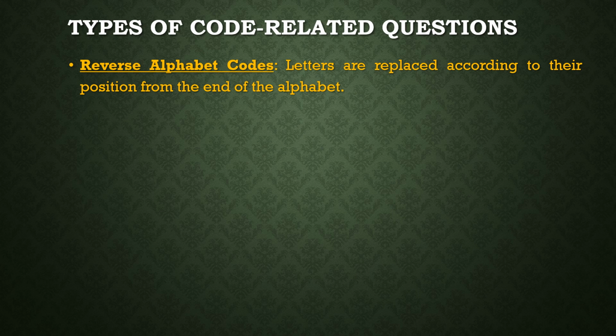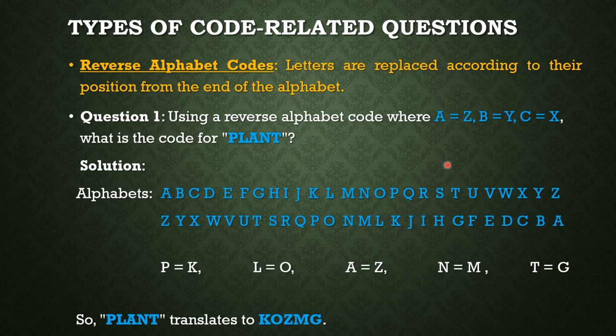Let's have a look at other types of examples here. The next type is reverse alphabet code, wherein we'll be asked to reverse the alphabet in position and there will be one word given and they will be asking for a new code for that. So in this category, if we replace A with Z, B with Y, C with X, and so on, we need to find out the code for plant. How do we solve this kind of problem?